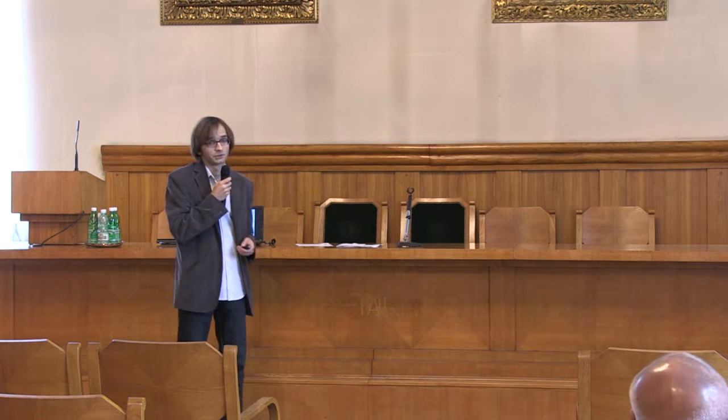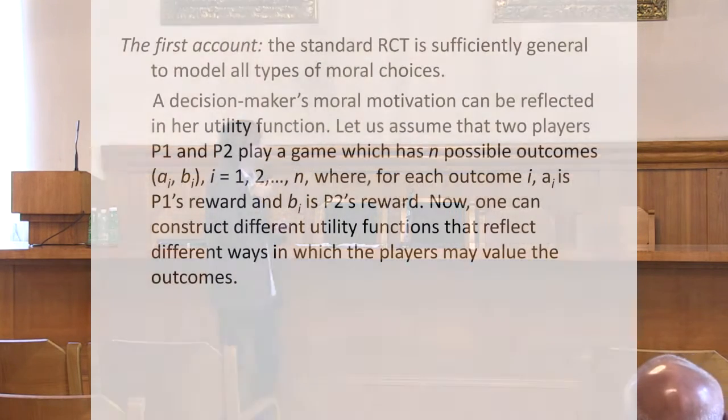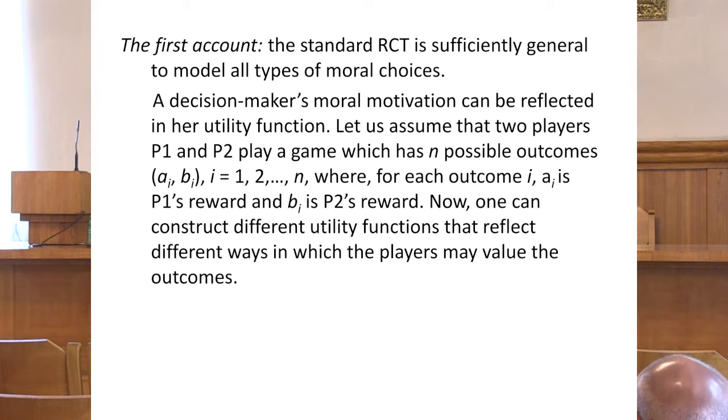The standard rational choice theory, the best theory, perhaps the only theory we have of rational decision making, is sufficiently general to model all types of moral choices. The basic idea used by rational choice theorists to defend this claim is the following. Namely, the idea is that a decision maker's moral motivation can be always reflected in her utility function. So just to give a simple example how it can be done, of course it's a simplification because it can be done in a much more complex way.